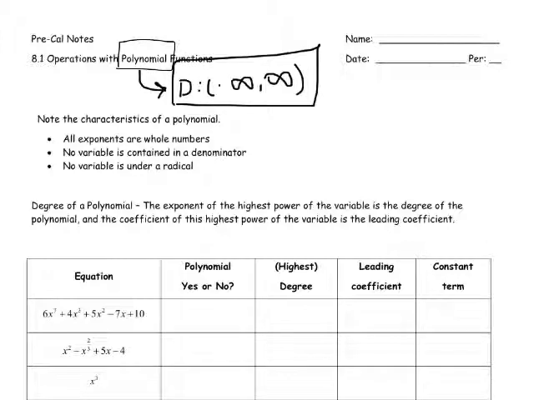Okay, characteristics of polynomials. All exponents are whole numbers, so that means you have x raised to some number, and that's going to be a whole number. So whole numbers are 0, 1, 2, 3, etc. Okay? Not negative, not fractions. No variable is contained in a denominator, so no 1 over x, and no variable is under a radical. Notice that it's saying a variable is not under a radical. You can have a radical, just not with a variable underneath.